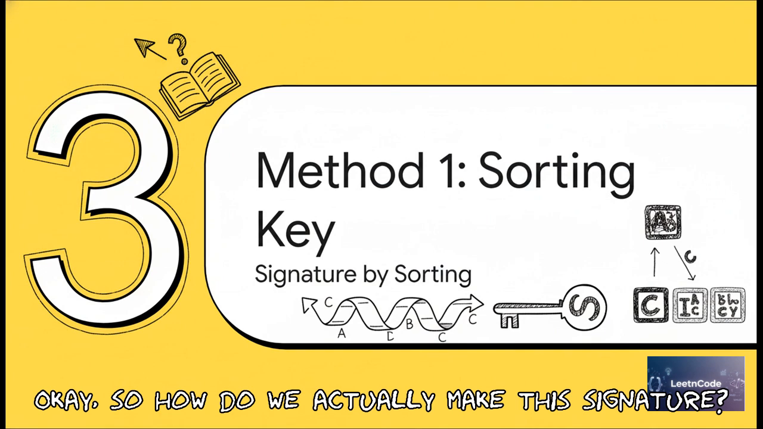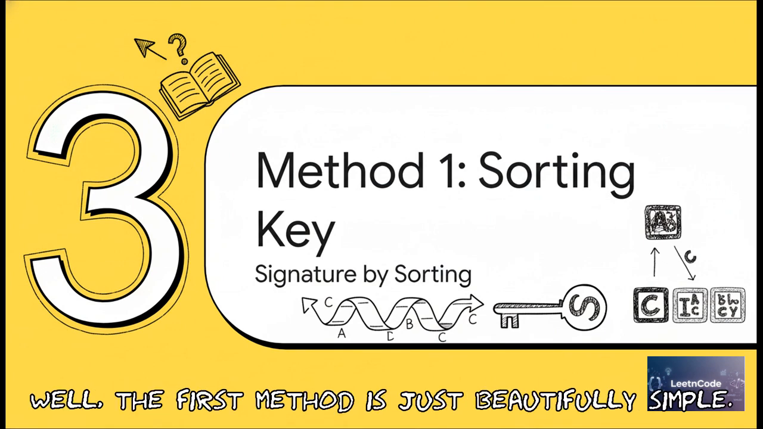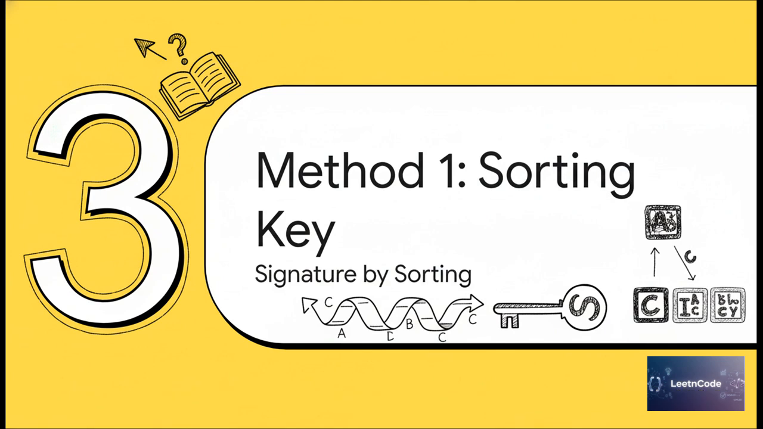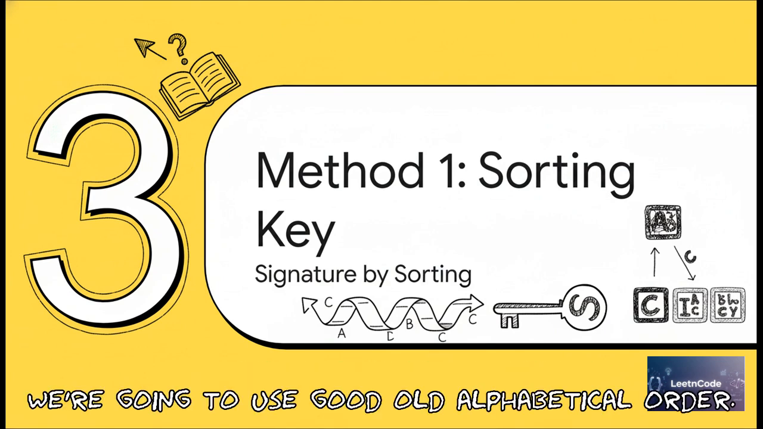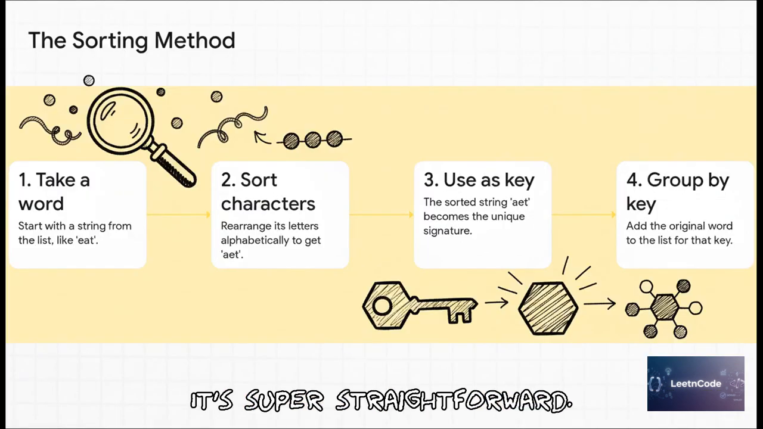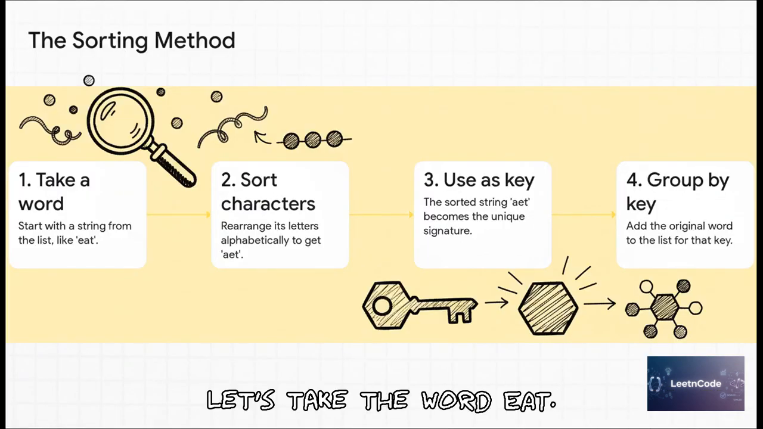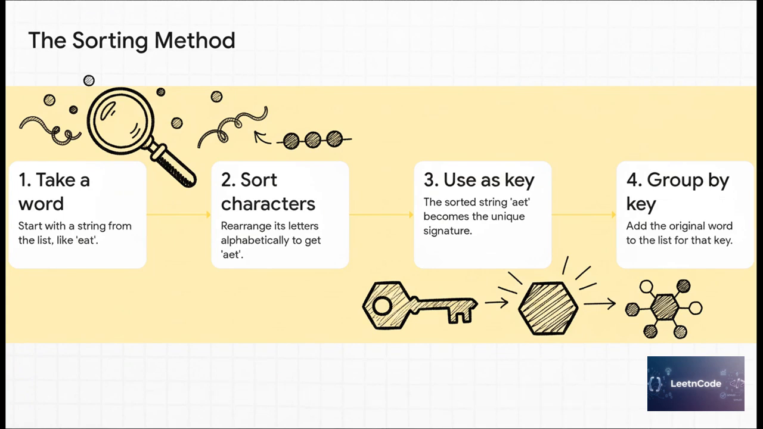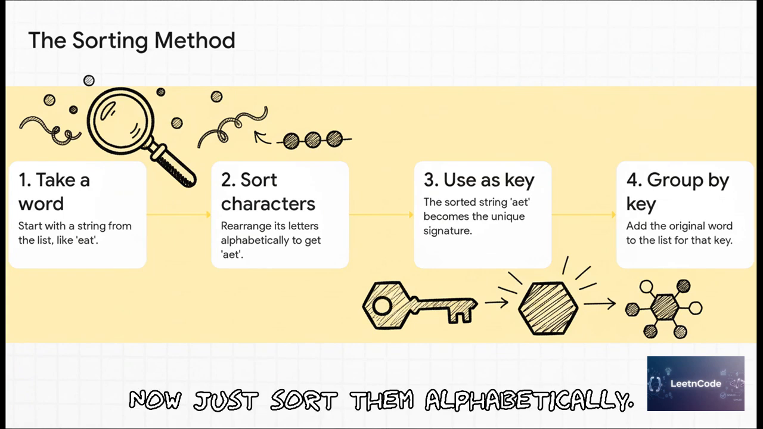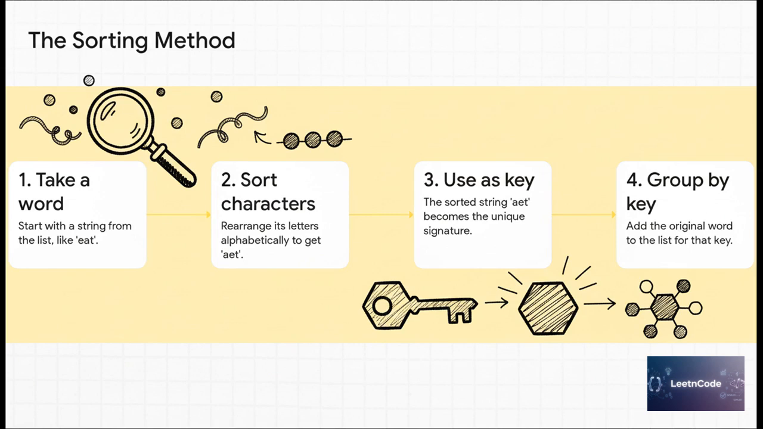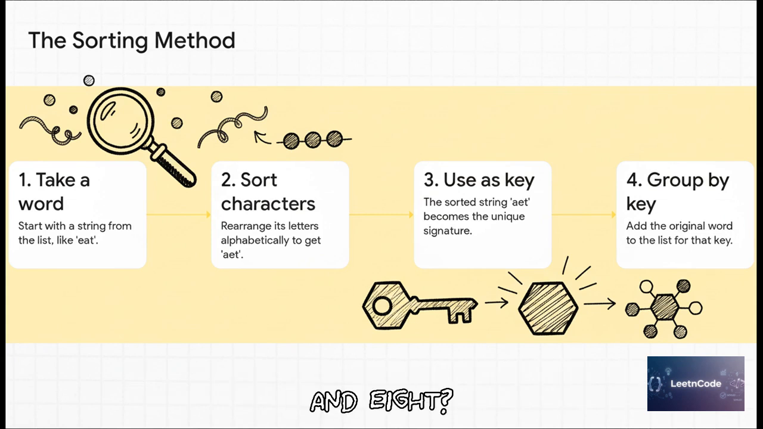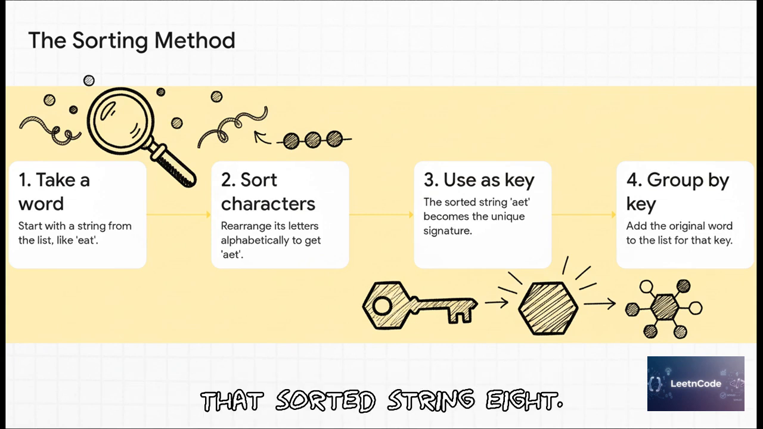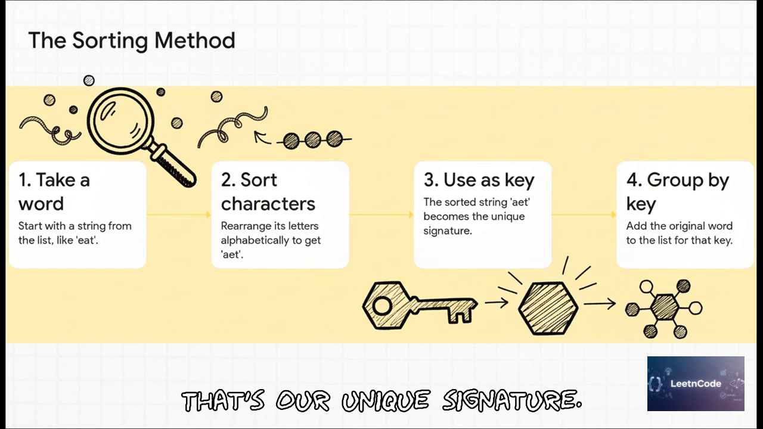Okay, so how do we actually make this signature? Well, the first method is just beautifully simple. It's something we've all known how to do since we were kids. We're going to use good old alphabetical order. Here's how it works. It's super straightforward. Let's take the word eat. You break it down into its letters. E, A, T. Now just sort them alphabetically. What do you get? You get A, E, T, right? Now for the cool part, what happens when you do the same thing with tea? You get A, E, T. And ate, you guessed it, A, E, T again. That sorted string, A, E, T, that's our unique signature.